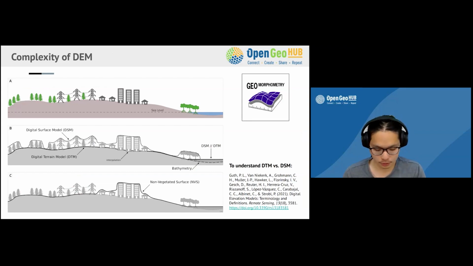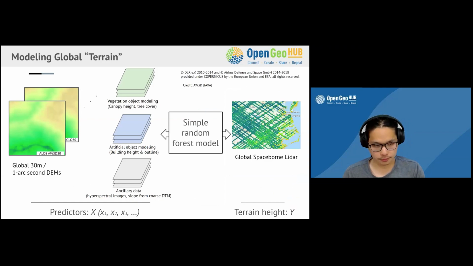Most, let's say all, of the digital elevation maps that are fully open, like ALOS and Copernicus, are surface models. So they don't really give the terrain surface, which is mainly useful for applications such as hydrological mapping or soil mapping. That is why it is necessary for us to generate one fully open terrain model.